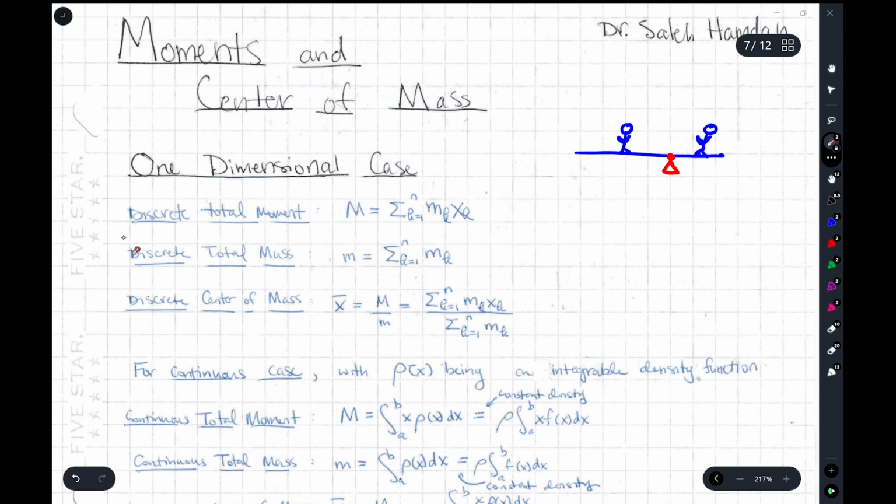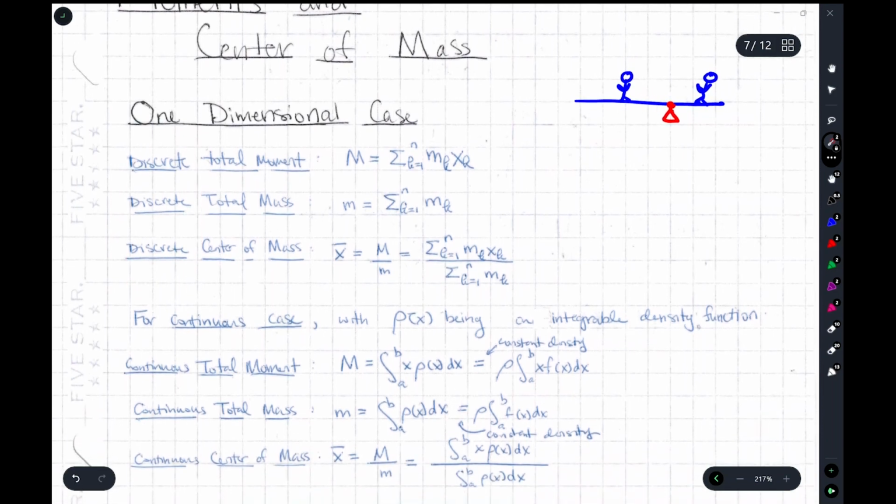If you have a discrete case, like multiple people, where you can count the number of people, then the total moment is going to be the mass of each of those individuals times the position, and you just sum those together. The total mass is just summing the mass of each individual. And the center of mass is going to be the moment divided by the total mass. So there goes the moment, and you just divide it by the total mass. That's the discrete case.